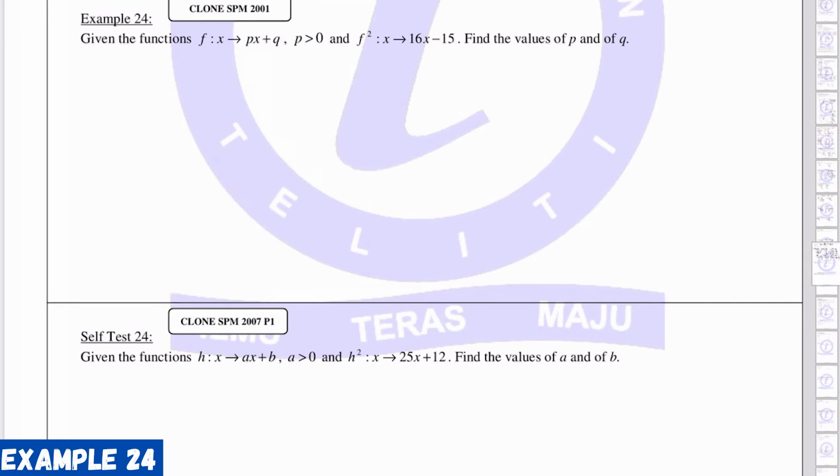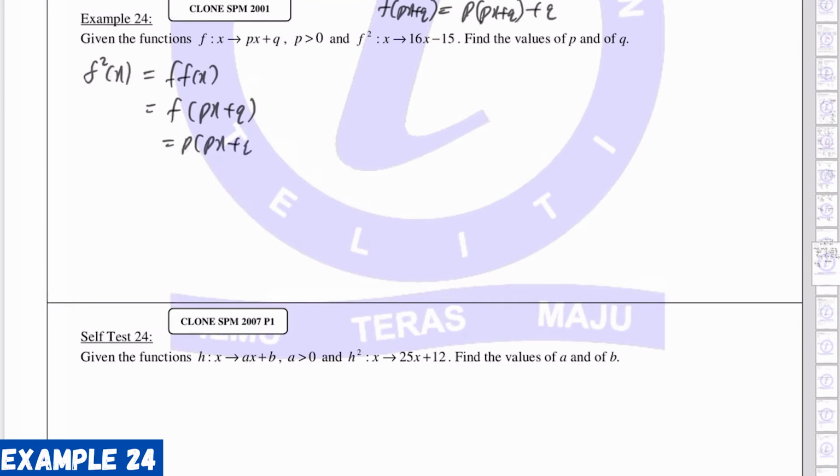Okay, let's start. Now, f(f(x)) means f of f(x). So I'm going to put f(x) inside, which is px plus q, right? Now, the thing is, your f(x) is px plus q. So if I put px plus q inside here, I need to sub px plus q inside here. So it looks like this, p of px plus q, which is p squared x plus pq plus q. And your f(f(x)) is also 16x minus 15.